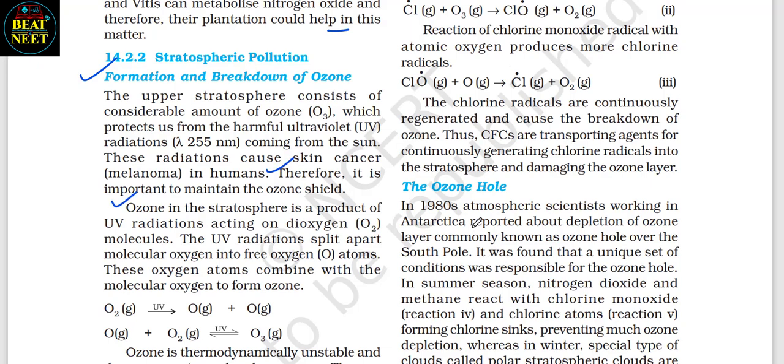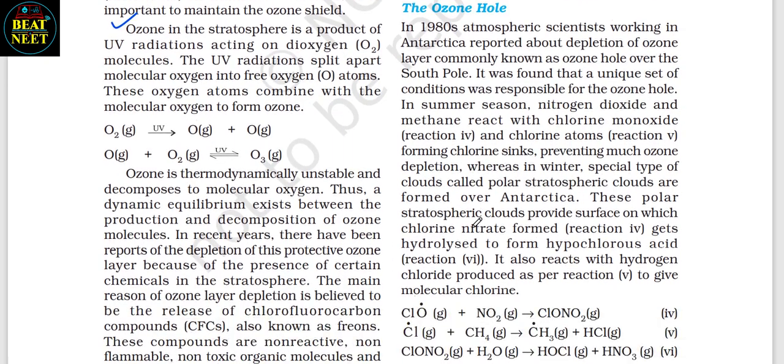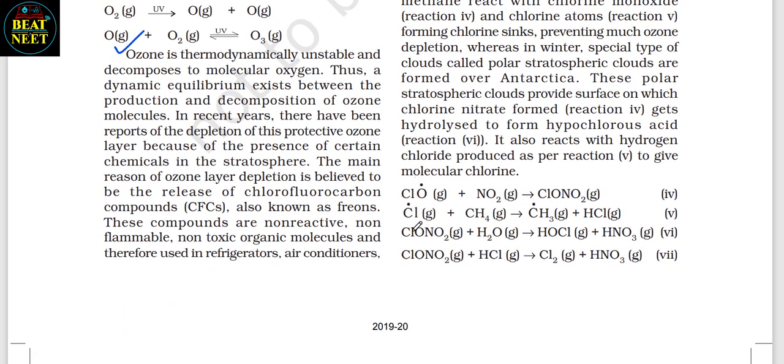Ozone in the stratosphere is a product of UV radiations acting on dioxygen molecules. The UV radiation splits molecular oxygen into free oxygen atoms. These oxygen atoms combine with the molecular oxygen to form ozone. O2 gives out O plus O, that is nascent oxygen, in the presence of ultraviolet radiation, and when nascent oxygen combines with O2, it forms O3, that is a reversible reaction. Ozone is thermodynamically unstable and decomposes to molecular oxygen. Thus, a dynamic equilibrium exists between the production and decomposition of ozone molecules.